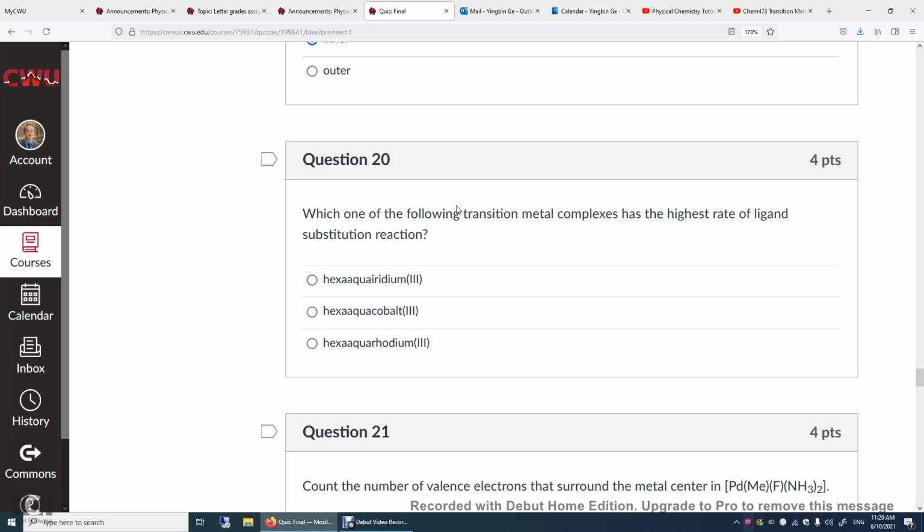Question 20. Highest rate of ligand substitution. We'll look for this 3d transition metal, cobalt 3d. Rhodium 4d, iridium 5d, 4d and 5d transition metal complexes are non-labile.